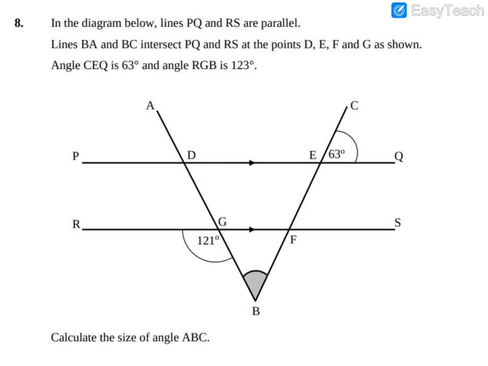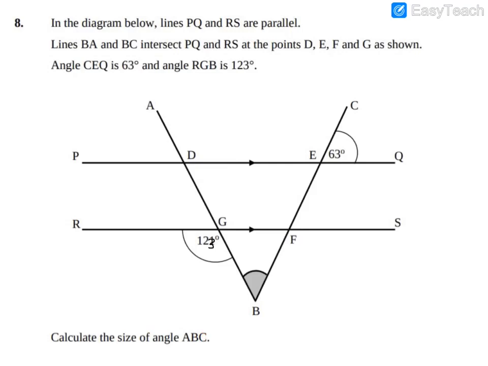123 degrees. Oh, that says 123, this one says 121. Let's pick one, shall we? Let's go 123. So I'm going to change this one in the diagram to 123. Apologies for that, guys. So, calculate the size of angle ABC is what the question is asking us to do.